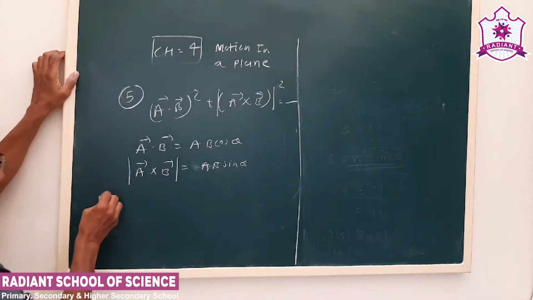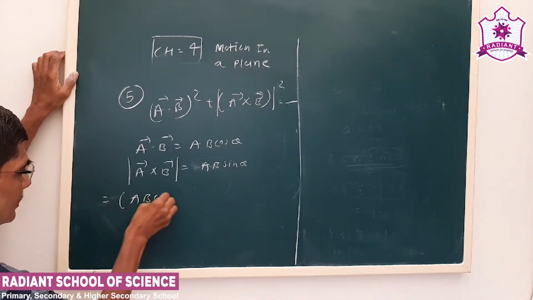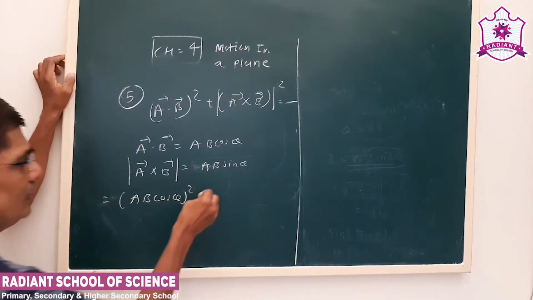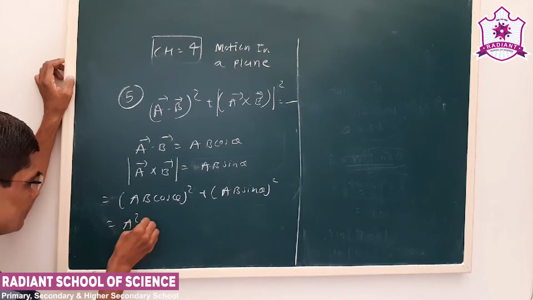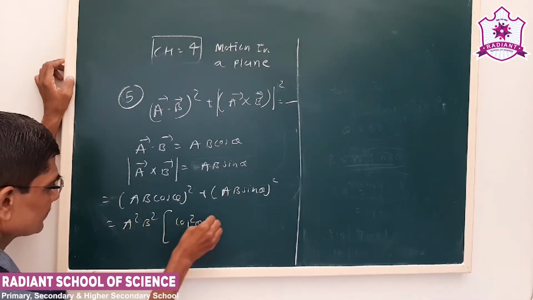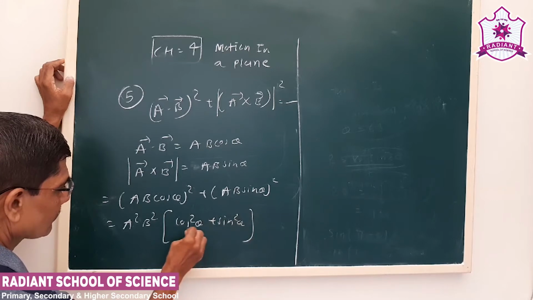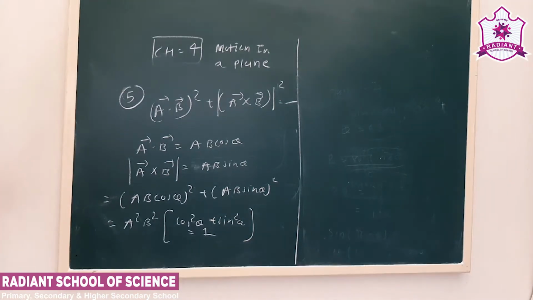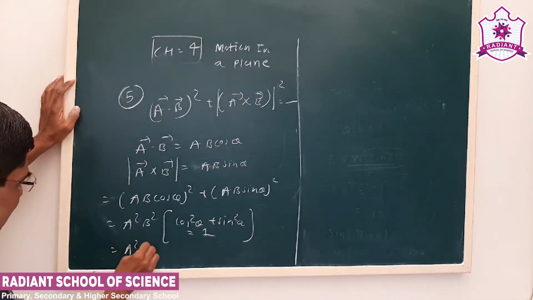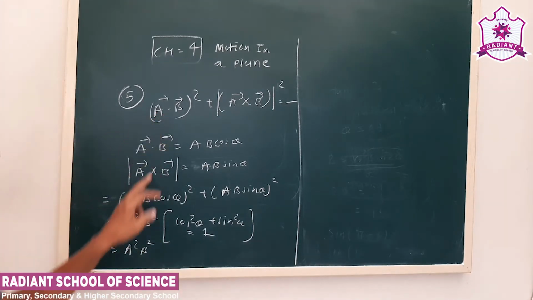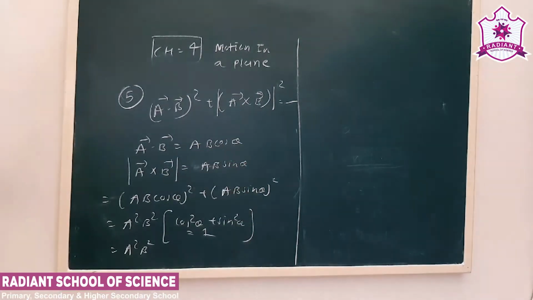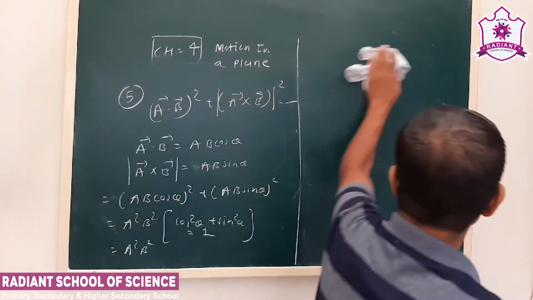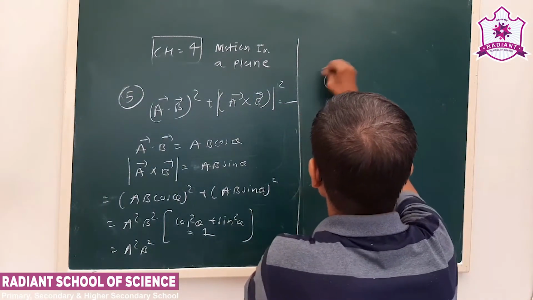Now see, we substitute the value, that is AB cos theta whole square plus AB sin theta whole square, A square B square, now cos square plus sin square is 1. So the answer will be A square B square. So this is how A dot B whole square plus A cross B whole square value will be found. Now see our MCQ number 6.